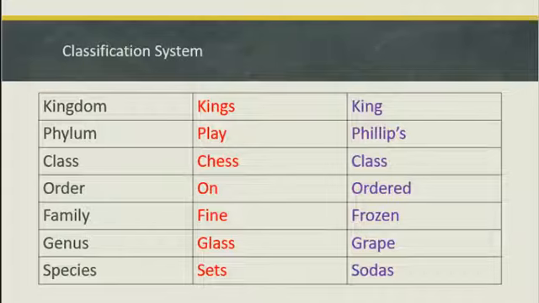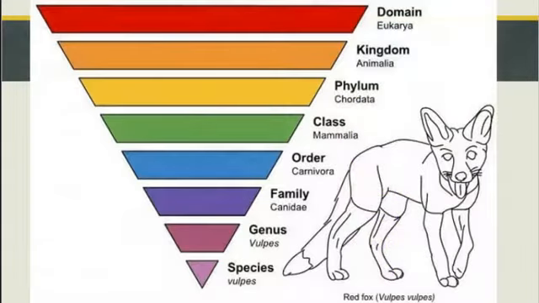Fine glass sets. Okay. All right. So, but it brings us to our classification system. Notice kingdom is second here because we have this thing called domain. That'll be talking about the 3 domain system, which is eukarya, archaea, and bacteria. So we'll get to that.